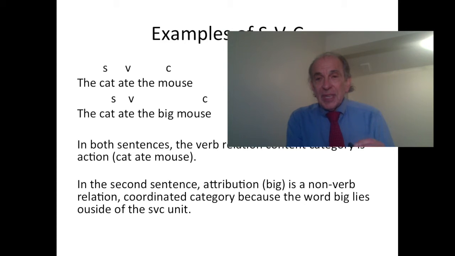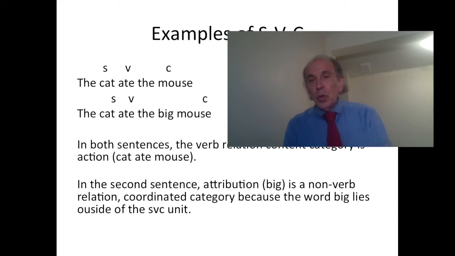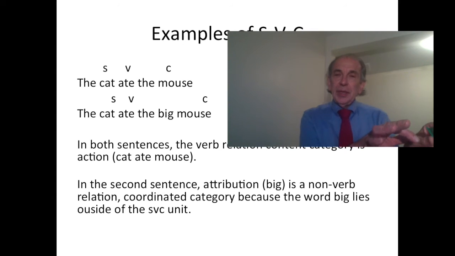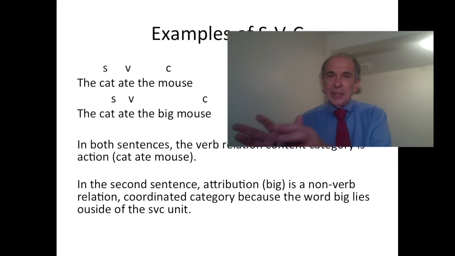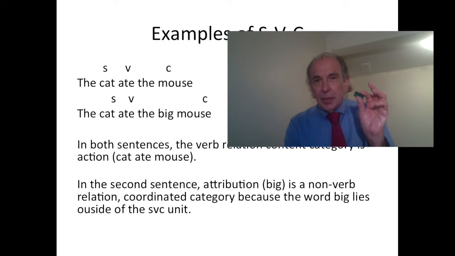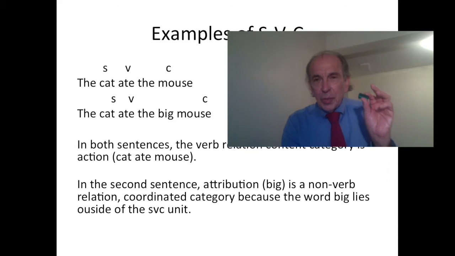Single verb sentence content categories, and I'm going to be talking about and helping you organize these categories into two groups: those that tend to be verb relation content categories, and those that tend to be non-verb relation content categories. And I'm going to try again to explain what makes a verb relation content category and what makes for a non-verb relation category.